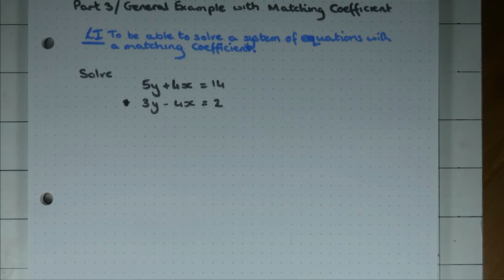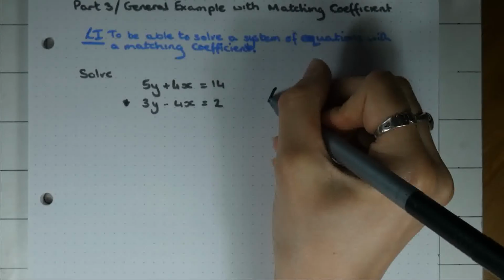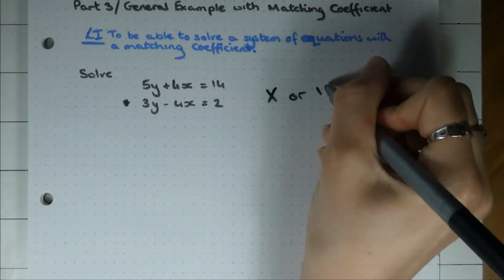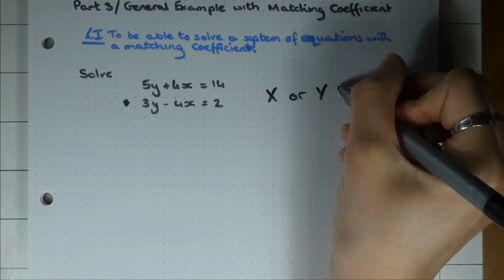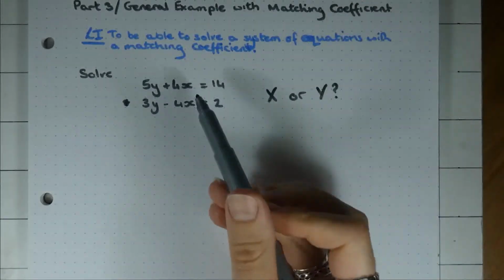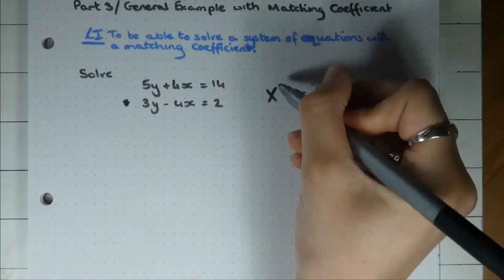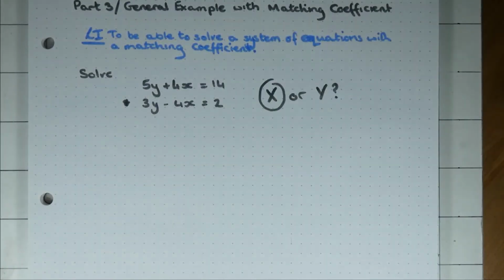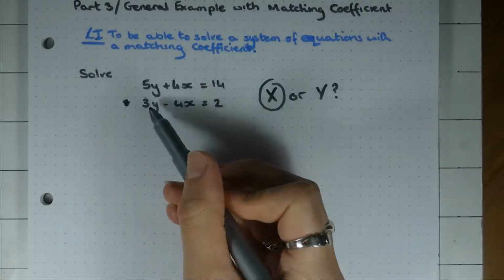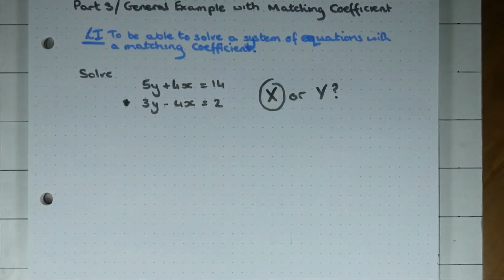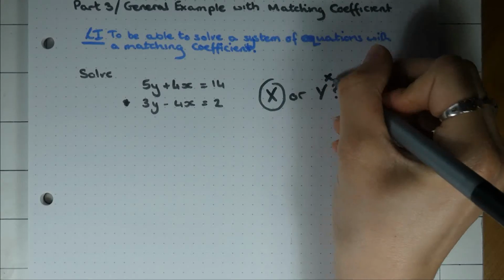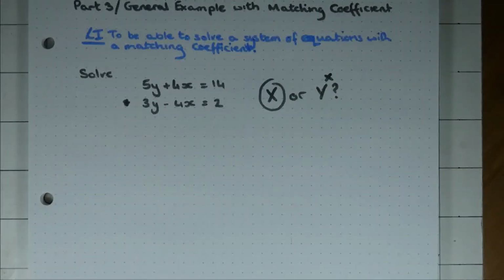Hopefully you can look at that and you can see which out of x and y has the matching coefficient. So we have x or y. Our first question, it hasn't changed. X, both 4s, so we'll be able to get rid of that. Y, we have a 5 and a 3, not going to be able to get rid of that. So we're now focusing in on those x's. We want them to disappear.